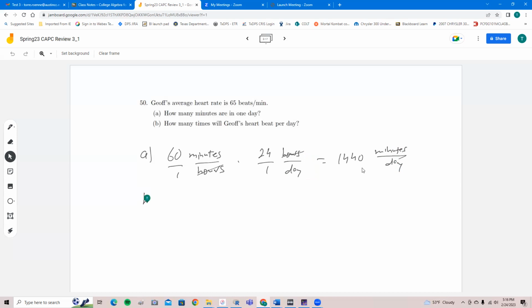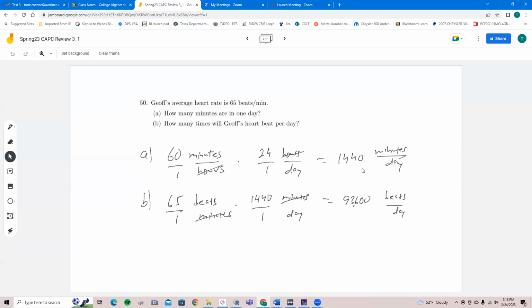Okay, how many times will Jeff's heart beat per day? Well, he has 65 beats for every 1 minute. And there are 1440 minutes for every 1 day. So for the same reason, if you multiply this through, the minutes will cancel and you'll get beats per day. So you take 65 times 1440, you get 93600, and that is beats per day.